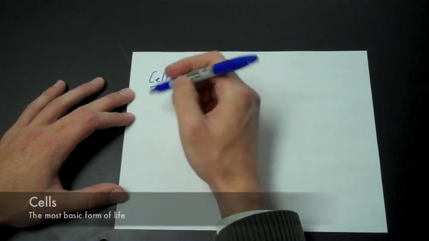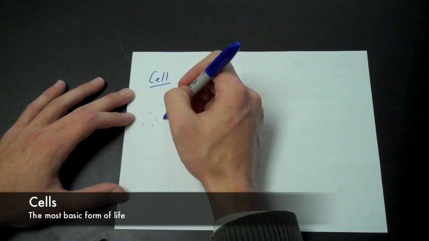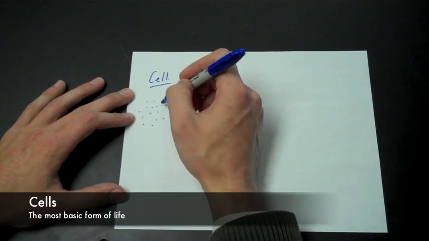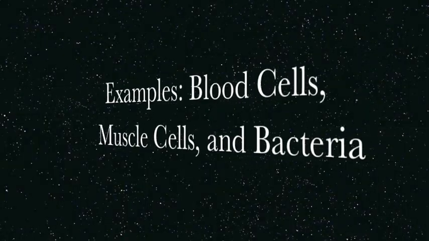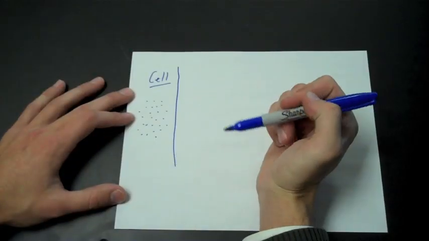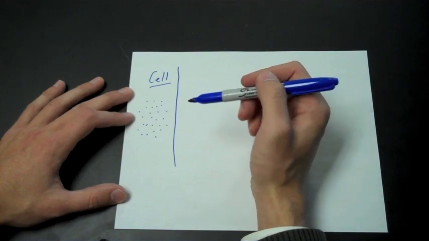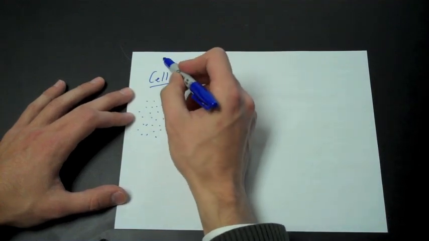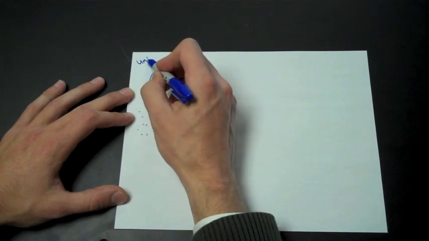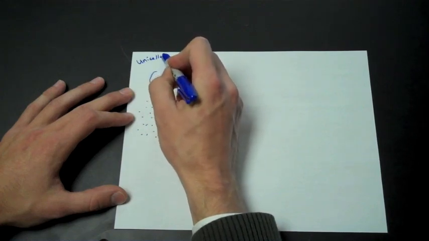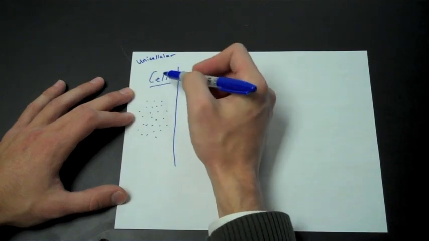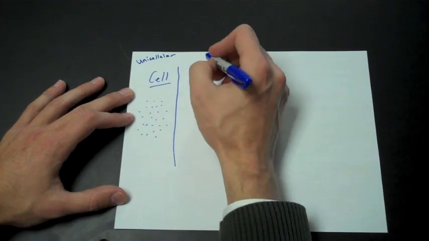Now cells are usually tiny little dots, right, that you can't see. They are microscopic. So the cell is the basic unit of life. All living things are made up of cells. Now, we can just stop at unicellular, and that would just be one cell, or we can continue on to be multicellular.